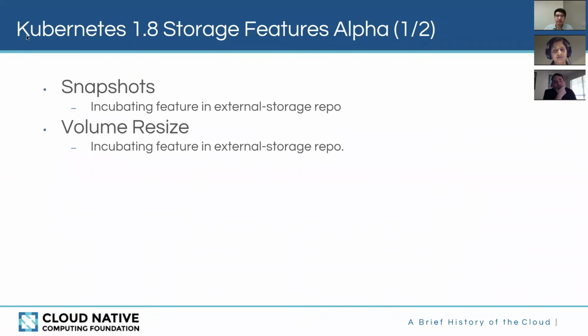Okay, so for our alpha features, we had snapshots and volume resize. This is something that we've been incubating in the external storage repo, and it's outside of the Kubernetes tree.